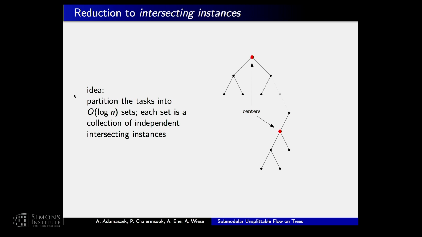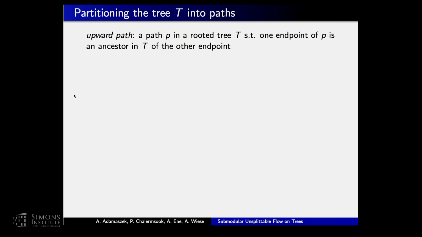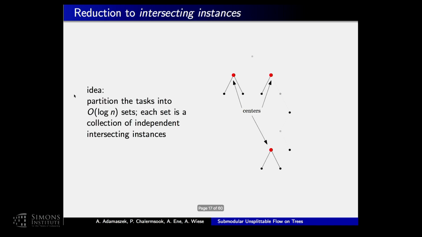And now we know that none of the tasks are using the gray edges here. So now we have two independent subtrees, and again, for each of them, we choose the center. Again, we choose all the tasks that cross one of the centers. That gives us the second instance, and so on. After a logarithmic number of steps, everything has been partitioned. And here we have a logarithmic number of subproblems. Every subproblem consists of a collection of independent intersecting instances. We solve all of them, we take the best one. So that will lose a log n in the approximation factor. So now, until the end of the talk, we will assume that our instance is intersecting.